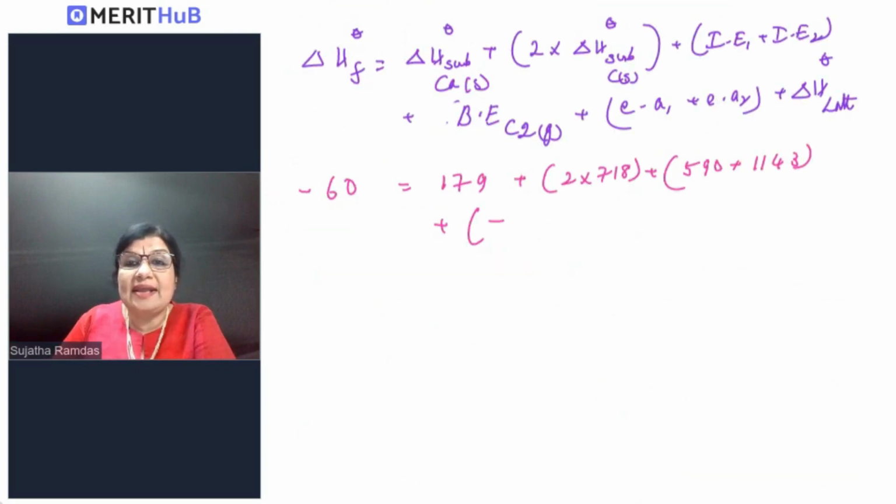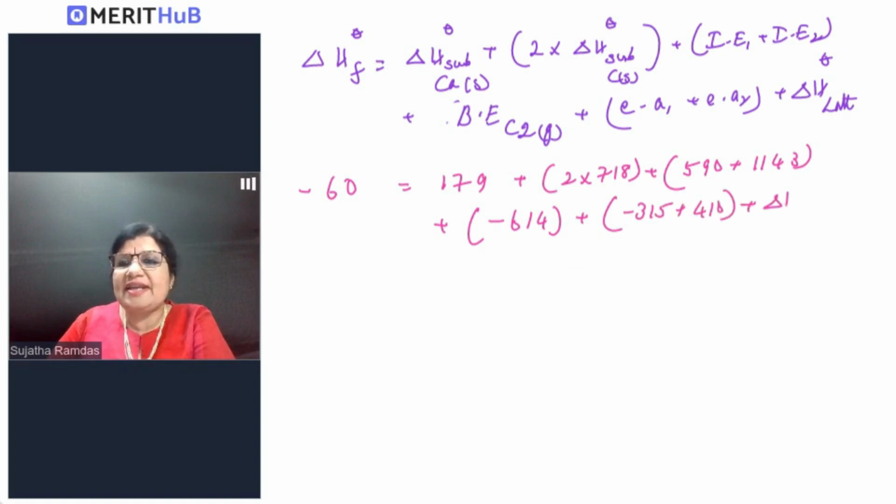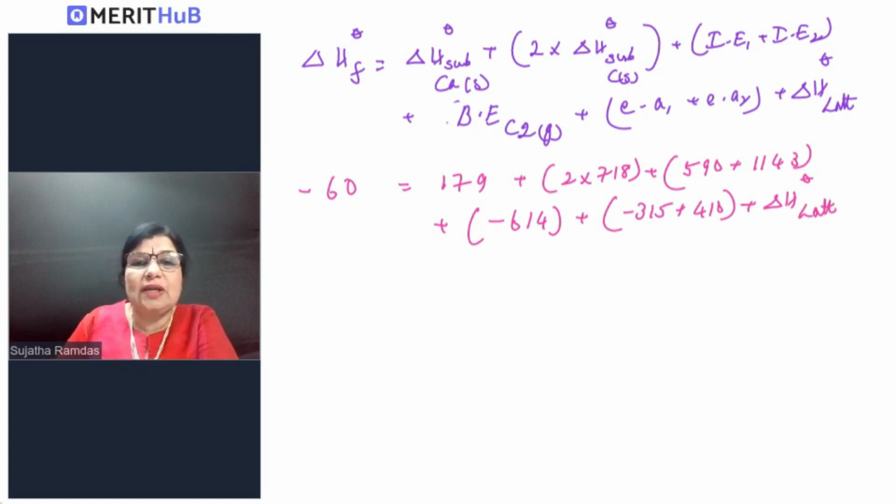So that is one area where you are likely to make a mistake. So be very alert about that. Plus the sum of the two electron affinities minus 315 plus 410, and finally what we have to determine, which is the lattice enthalpy. So what is lattice enthalpy equal to?